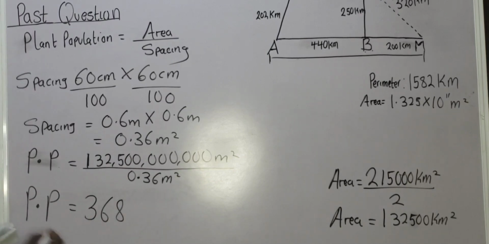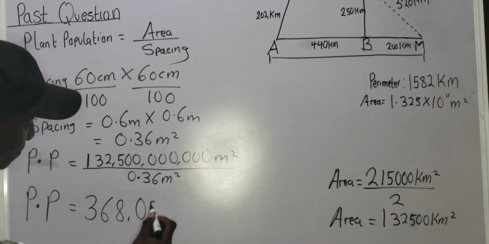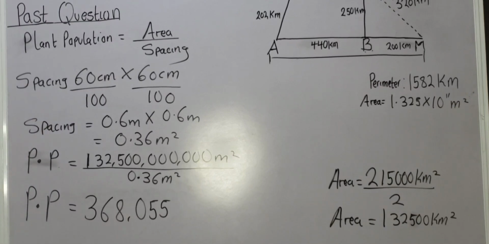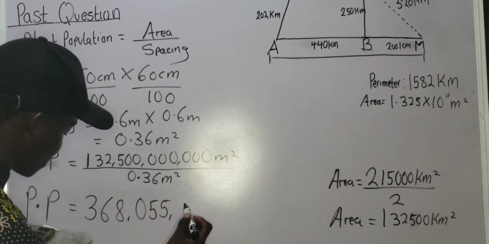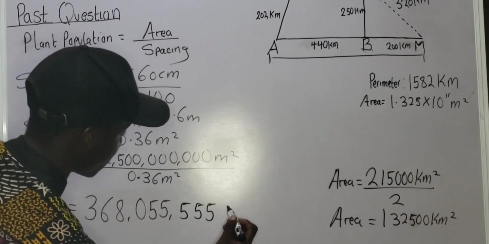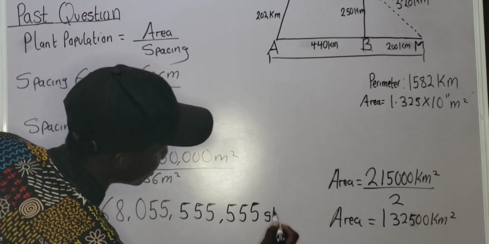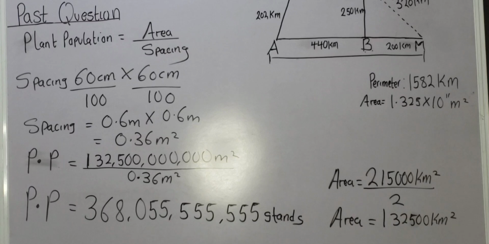The plant population is 368,055,555. Let me change the marker so that you can see very well. 368,055,555. The unit is stands. Okay, the unit is stands. So this is the plant population.